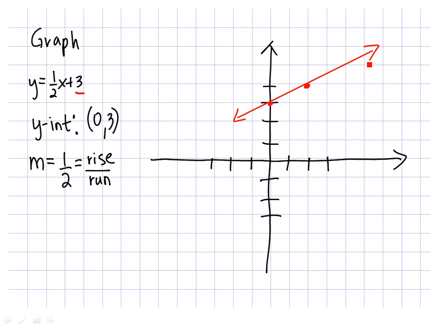Alright, so that is the graph of y equals 1/2 x plus 3. Let's try another one. What about y equals -3/2 x plus 3? Alright, so this is in y-intercept form already.